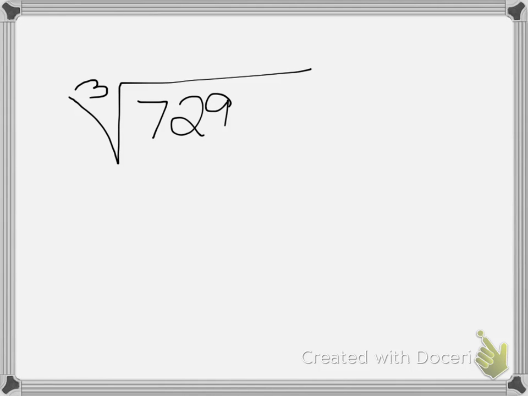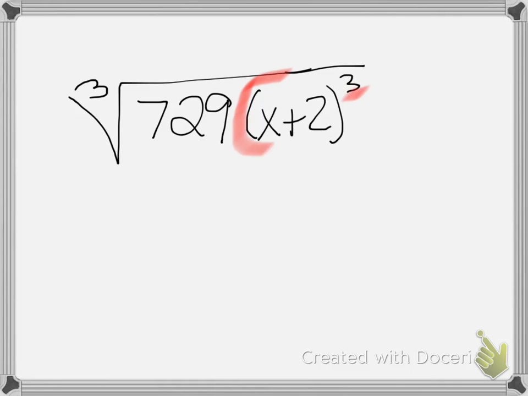One more problem. How about the cube root of 729 times x plus 2 cubed? Now this cubed only goes to this x plus 2. If it went to the 729, there would be parentheses around it. So I know that this part of the answer has to be x plus 2.